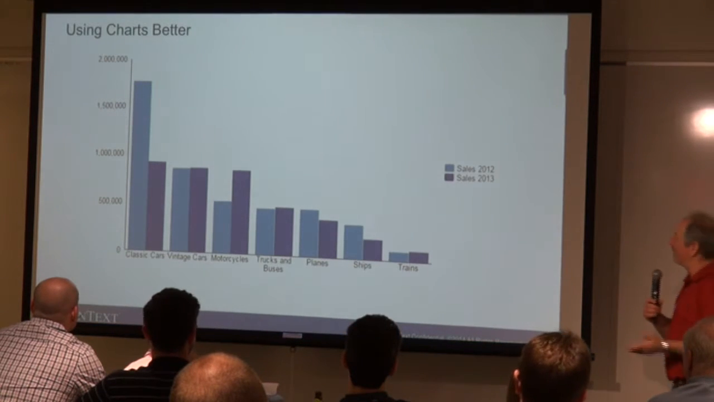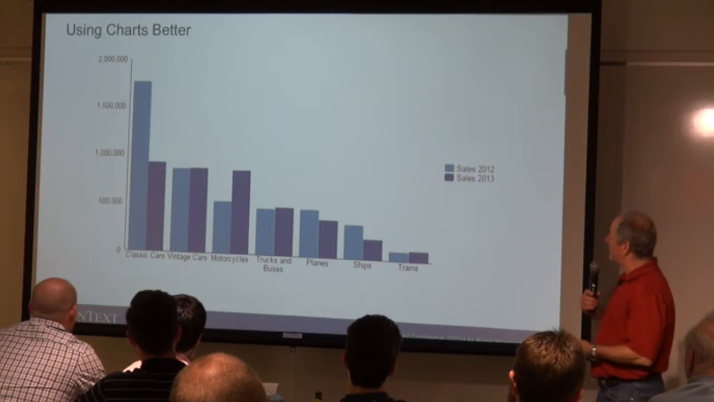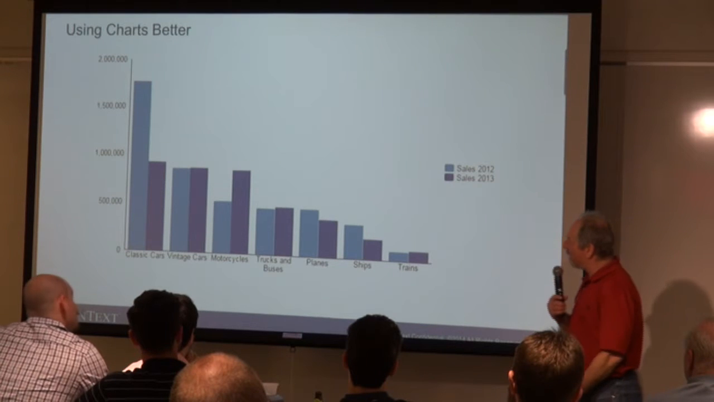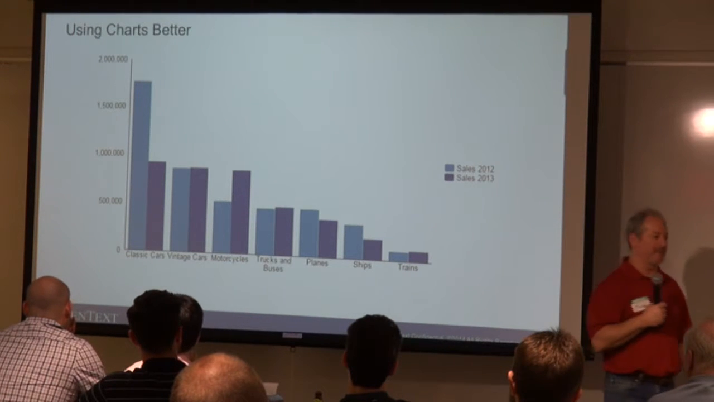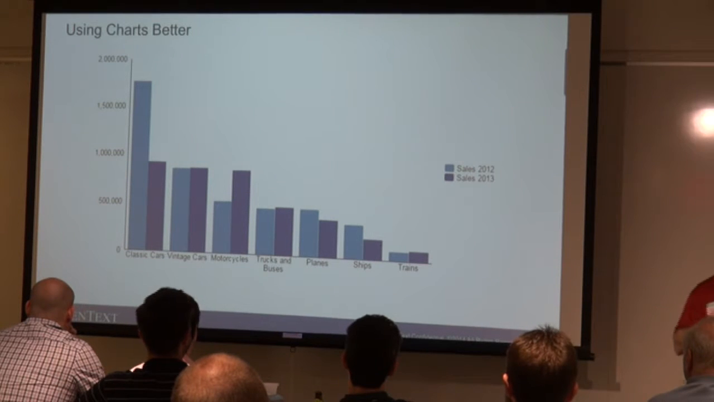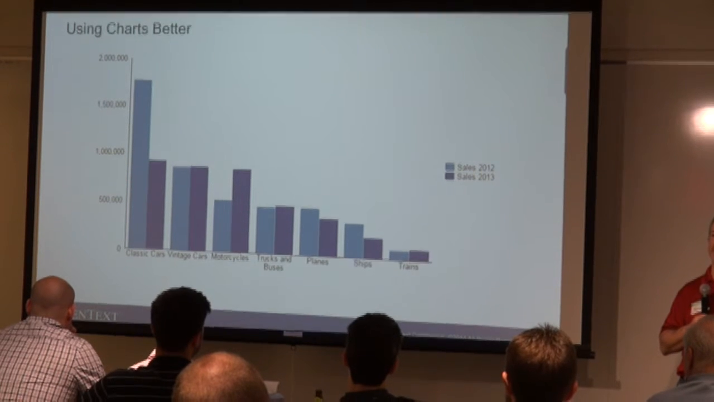So now if I'm comparing my current sales, 2013, to my last year's sales. Classic cars is not doing so good because I dropped by about 50%. Motorcycles, on the other hand, has added growth. Motorcycles is kicking butt.